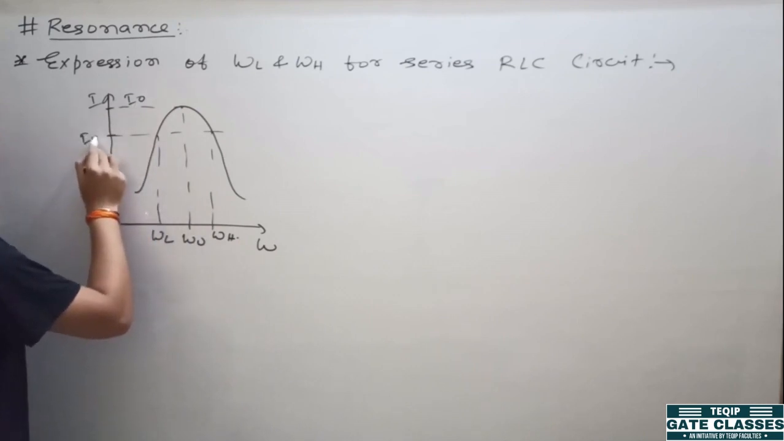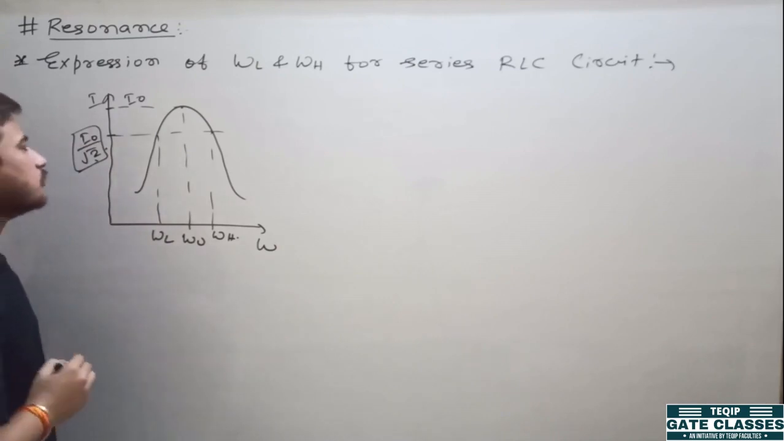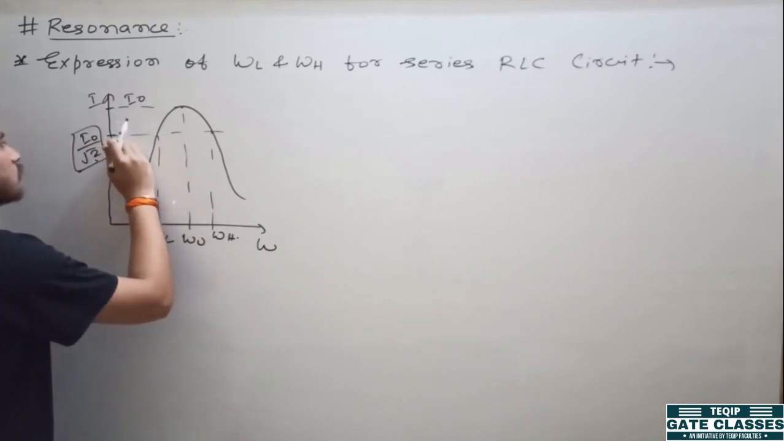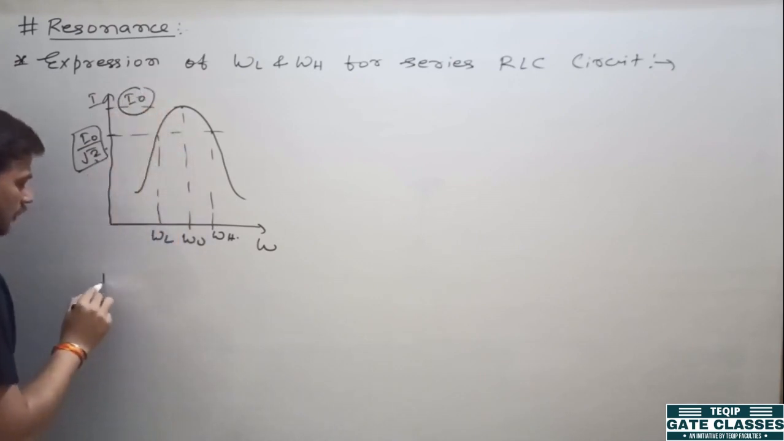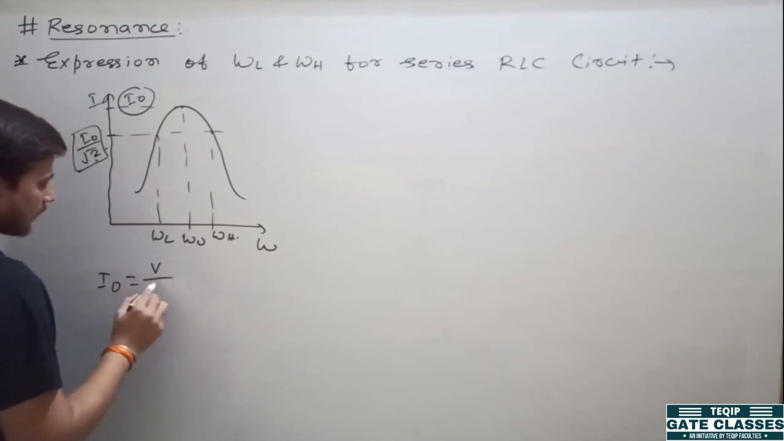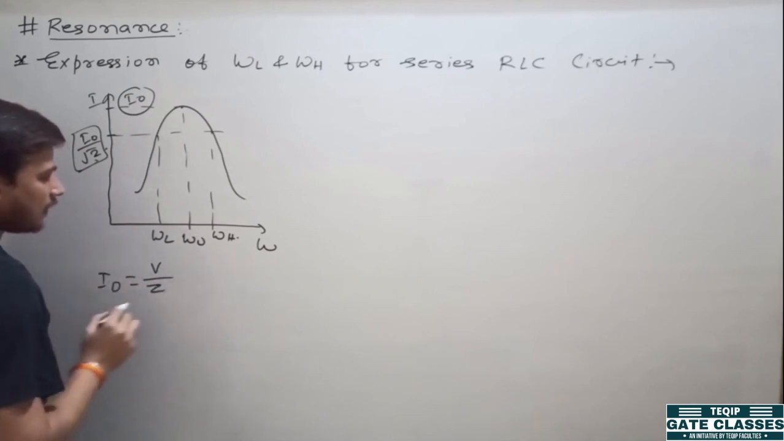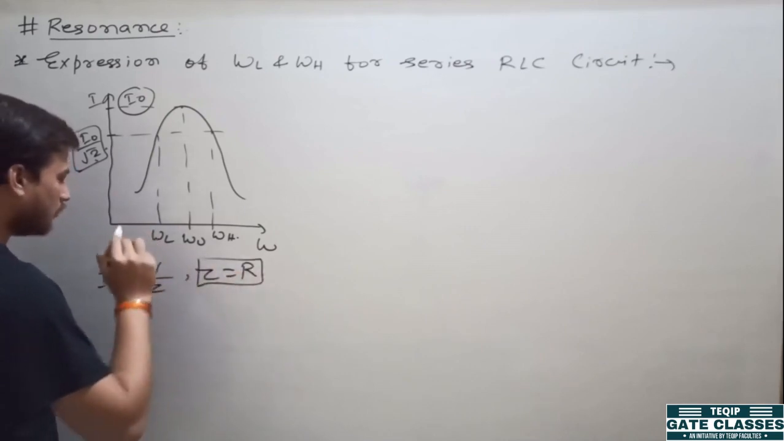At this point current is I naught by root 2. So here the current is I naught by root 2. Here the current is I naught. So for I naught, it was equal to V divided by Z, and here Z was equal to R.